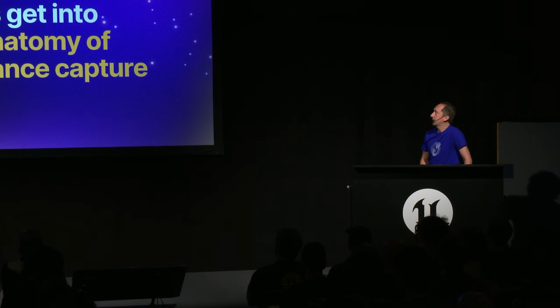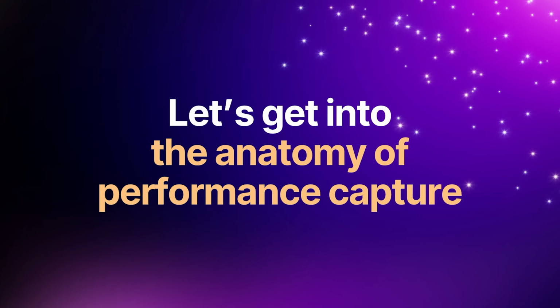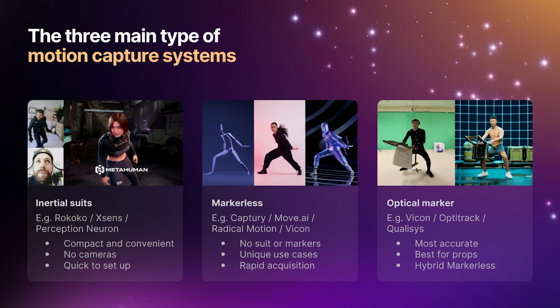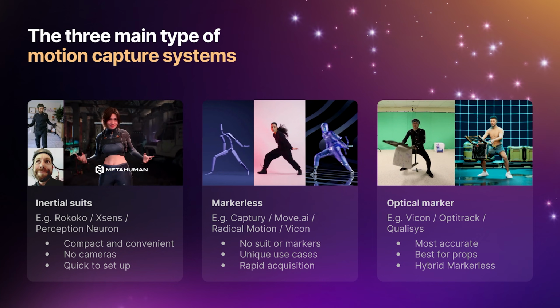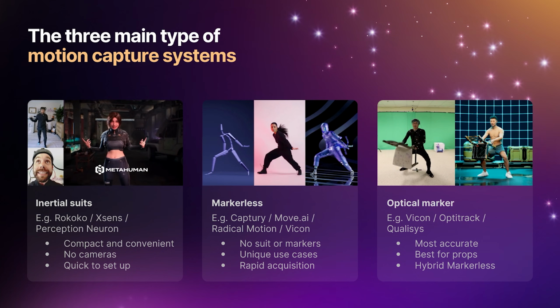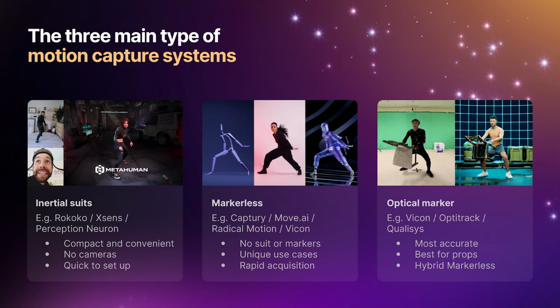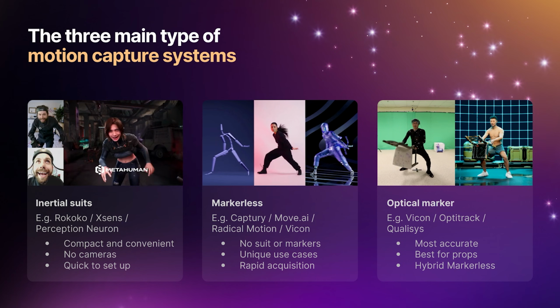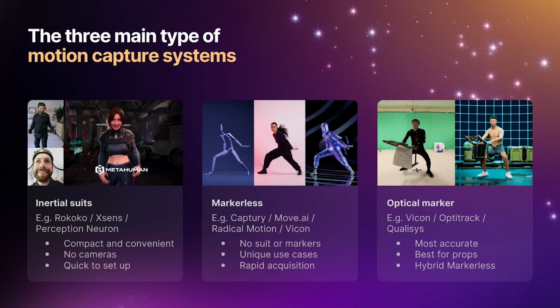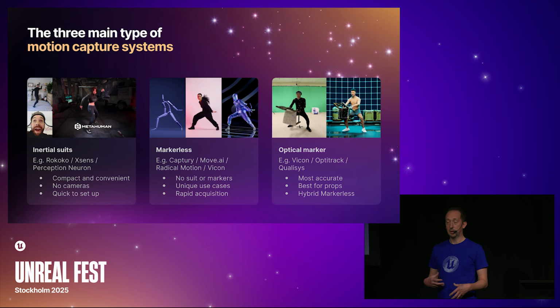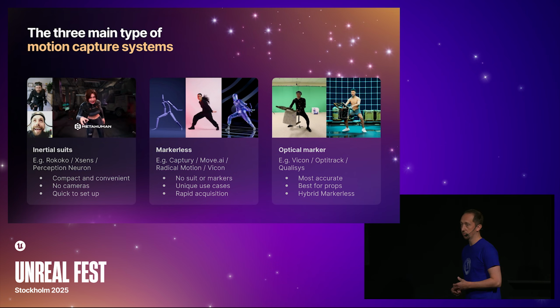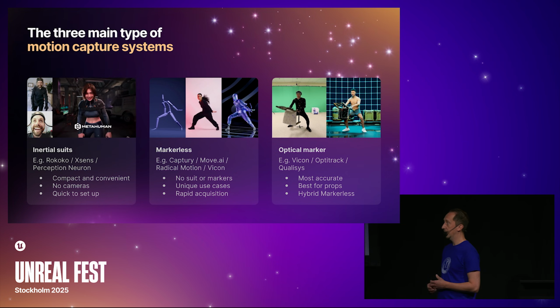So first things first, let's get into the anatomy of performance capture. And I think what we'll start off with is looking at the different types of performance capture body solutions that we have. So first, let's look at inertial suits. The way these work typically is that you're wearing a motion capture suit with sensors in that are taking various data, accelerometer and gyroscopic, and from that across all your joints, the solver is able to work out what your body was doing. And because you're just wearing a suit, they're fairly compact and convenient.